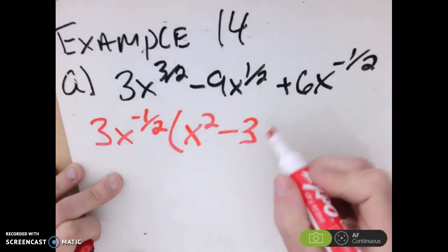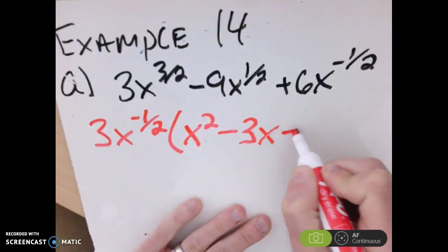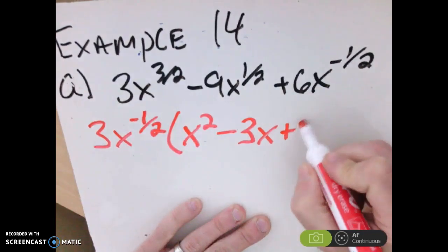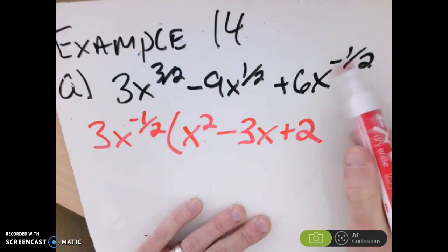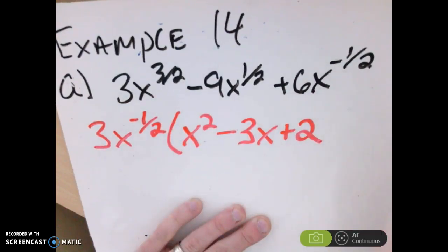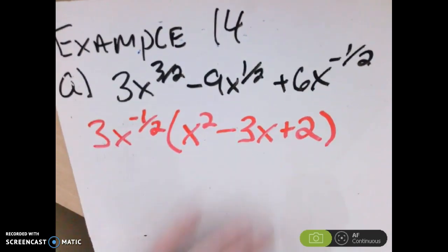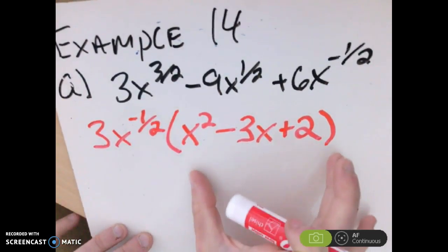Add a half to a half, and that means I have 1 whole. And then I have plus 6 divided by 3 is 2. And then if I add a half to a negative a half, I'm just left with 0, so I don't need to write it. So now I have that. So now, this is something that looks really comfortable for me to factor, doesn't it?